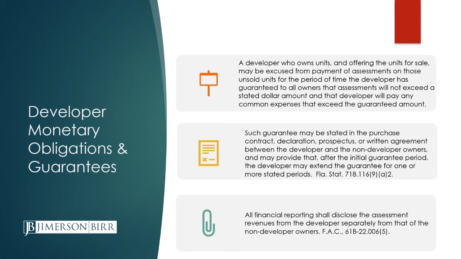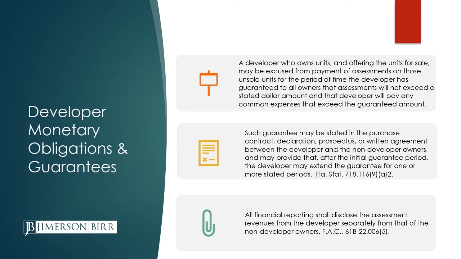So for a declaration, I'm sorry, for a condominium, it has to be in the prospectus, that's the initial document that's submitted to the division and approved by the division. It has to be in the declaration of condominiums. It has to be in the purchase contract or any written agreement between the developer and non-developer owners.